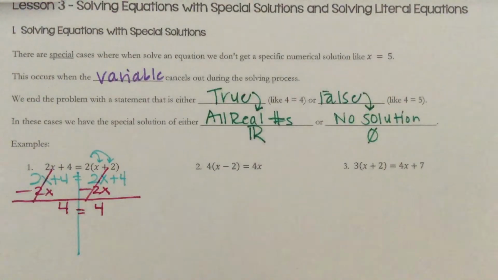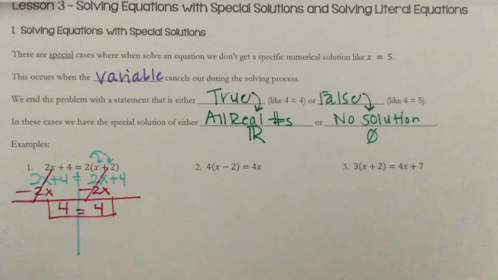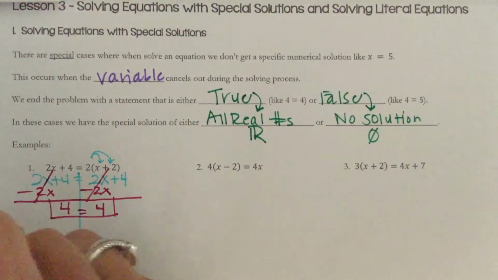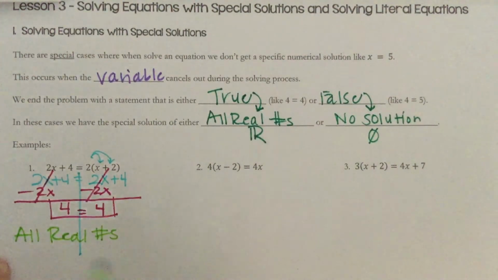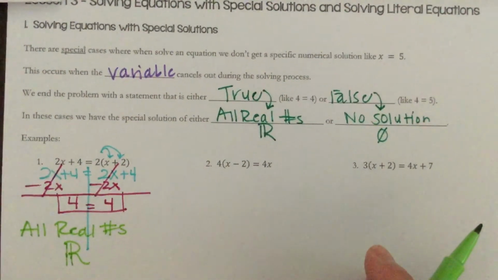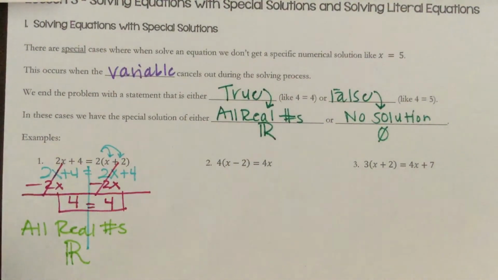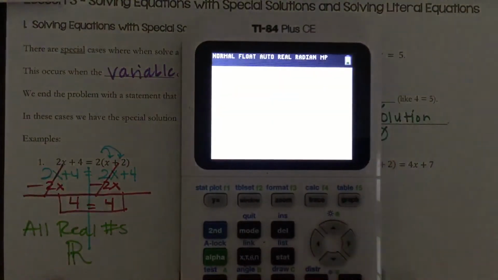Notice that in the solving process, my variables disappeared or canceled out. At the end of the problem, I was left with the statement that 4 equals 4. Since that is a true statement, then we are going to interpret that our solution is all real numbers. And you can either write it like that, or again, you may write the capital R for real numbers. Again, what this means is that I can pick any number in the world, plug it in for x, and the left-hand side and the right-hand side will always be equal.